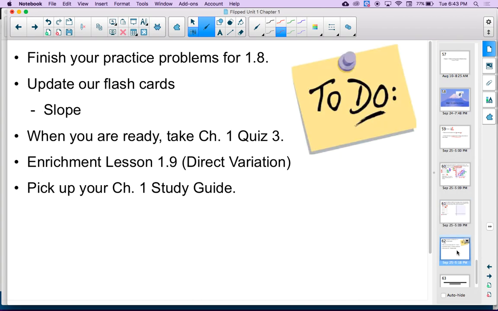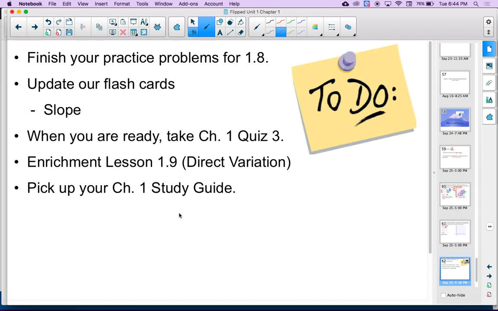Last slide here. This is what you have to do to finish up your lesson. Finish your practice problems for 1.8. Update your flashcards. We only have one new word today, that is slope. Please make sure you put on all the important things about slope, like it's the steepness of the line. You should put on rise over run, and you should definitely put delta y over delta x on that slope flashcard. Okay, delta y over delta x, super, super important here. And when you are ready, you can take your chapter 1 quiz 3. There's also an enrichment lesson on direct variation, that is 1.9, and then you can pick up your study guide from me. That's all.